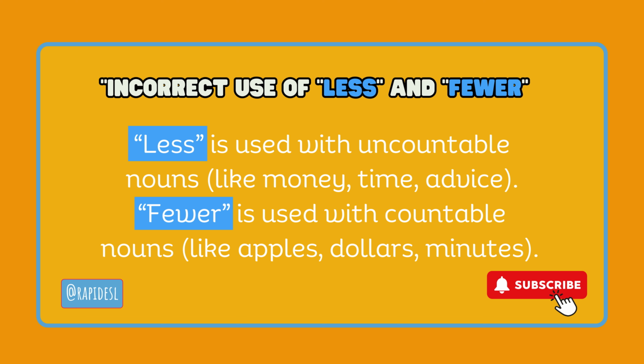Let's begin with the incorrect use of less and fewer. Less is used with non-countable nouns. For example, I have less money. Fewer, on the other hand, is used with countable nouns. For instance, I have fewer apples. Remember this tip next time you use these words.